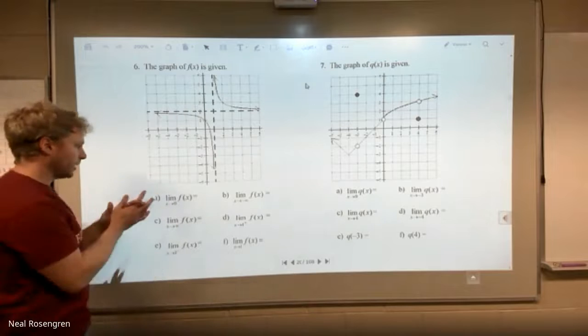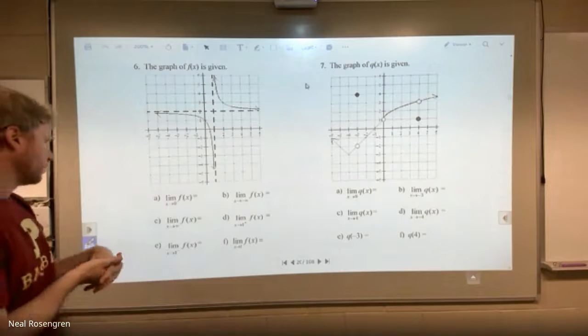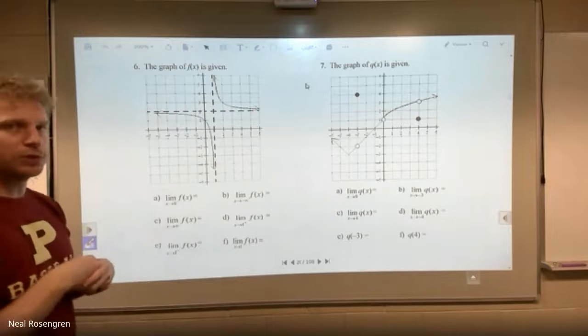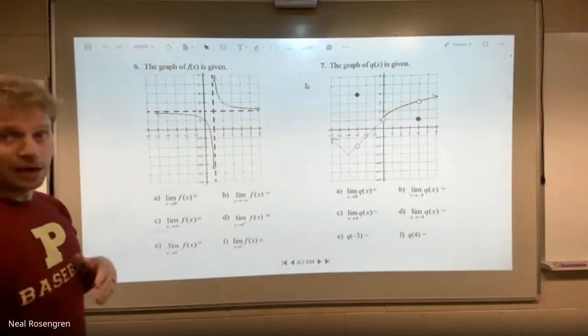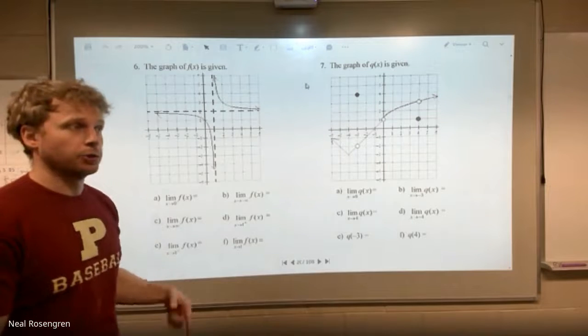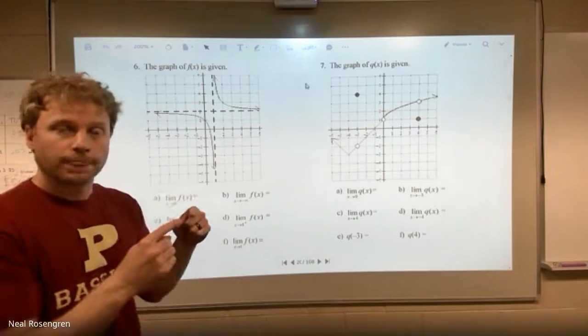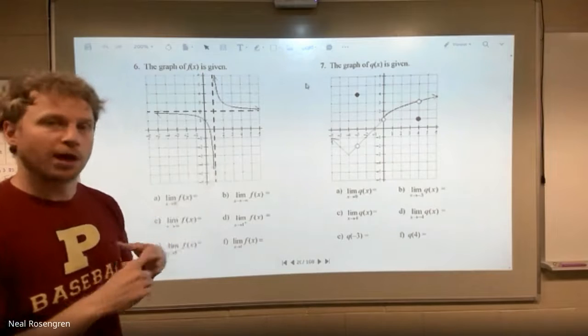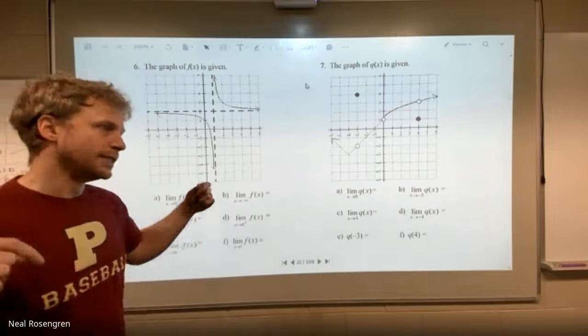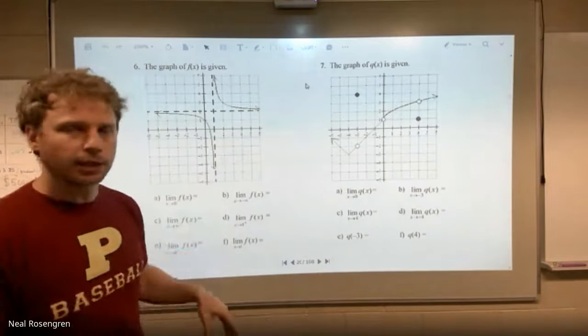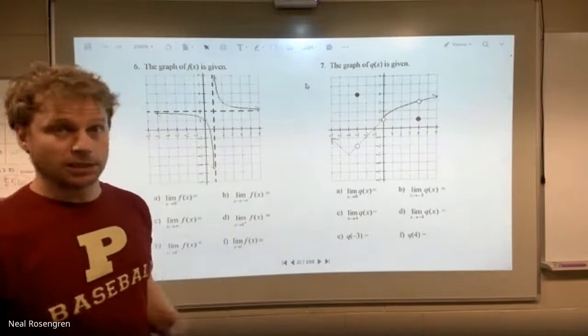When they ask us a question like part A, the limit of f of x as x approaches 0, it's not from the left, it's not from the right. So that means we have to look at both, and we have to see if we're approaching the same value. If we're approaching the same y value, cool, there's our limit. If we're approaching different y values or we're approaching an asymptote, does not exist, okay?